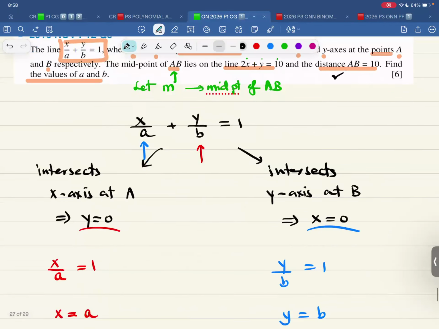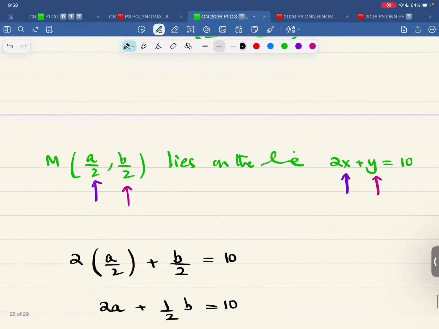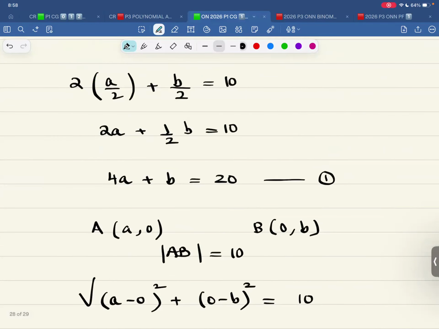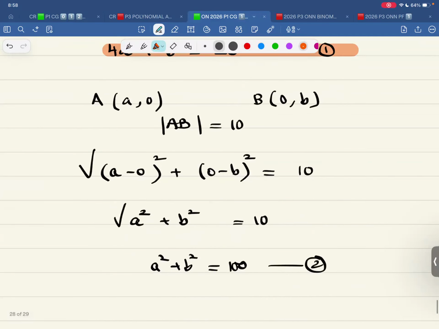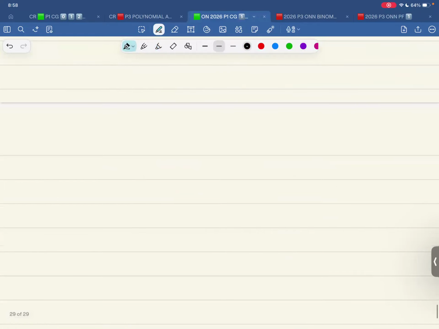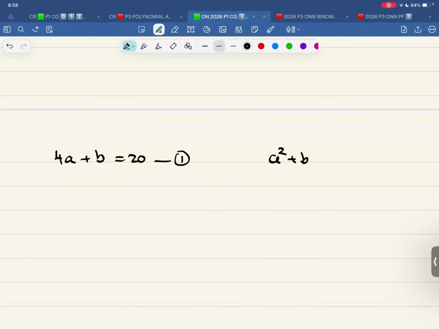It's a very nice question. The line is there. We got the x-intercept, we got the y-intercept, we got the midpoint. The midpoint lies on the line, and that gives me the first equation: 4a plus b is equal to 20. Then the distance formula gave me the second equation. So 4a plus b is equal to 20, that is equation 1. a squared plus b squared is 100, that is equation 2.